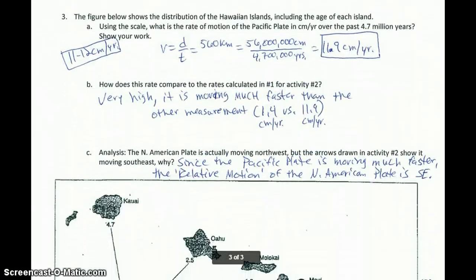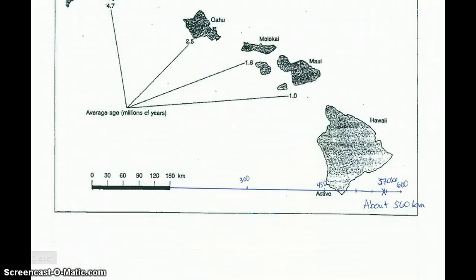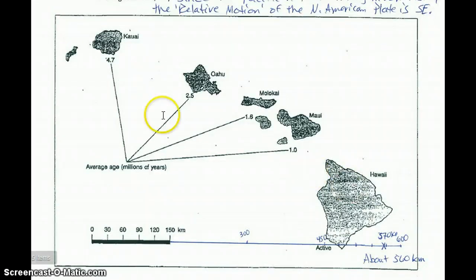And last but not least, in the figure below, we're showing the distribution of the Hawaiian Islands, including the age of each island. So here I have Kauai, 4.7 million years old. It's been radiometrically dated. Remember, this is a basaltic flow, so basalt is an igneous rock. It can be radiometrically dated.